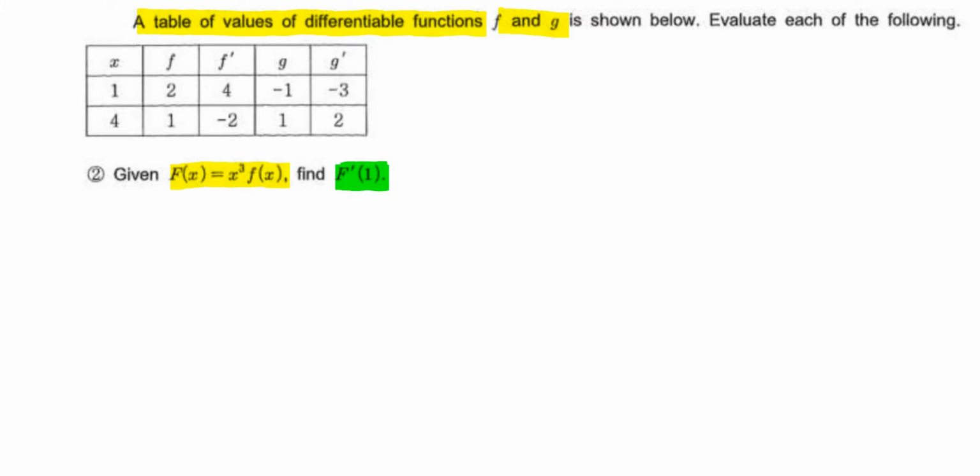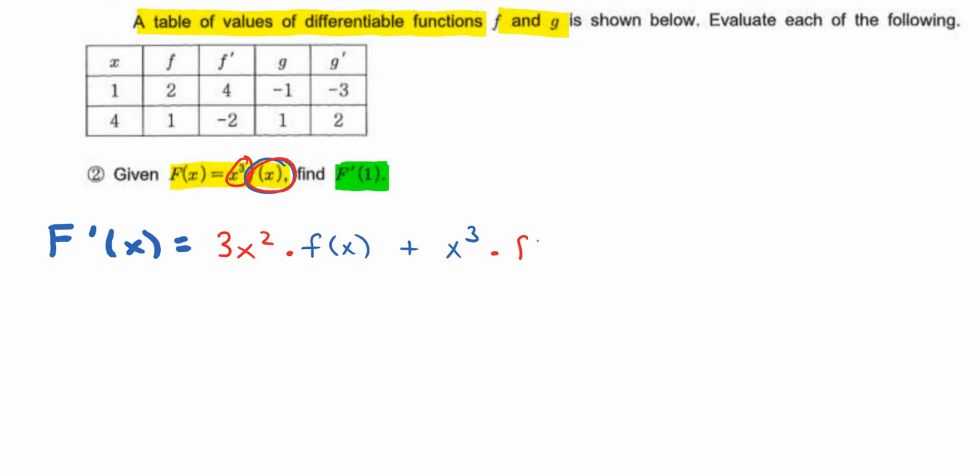In order to do that, I need to use the product rule. So let's start off by writing f prime of x equals, and the derivative of x cubed is 3x squared times the second term, which is f of x, plus the first term, which is x cubed. And then I need to take the derivative of the second term, so the derivative of f of x is going to be f prime of x.